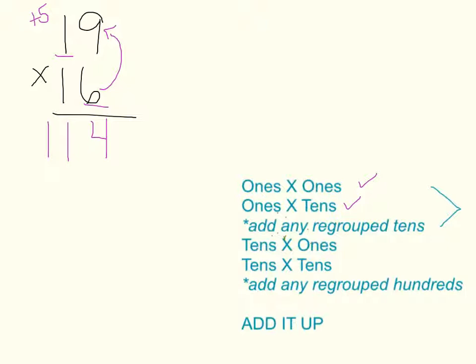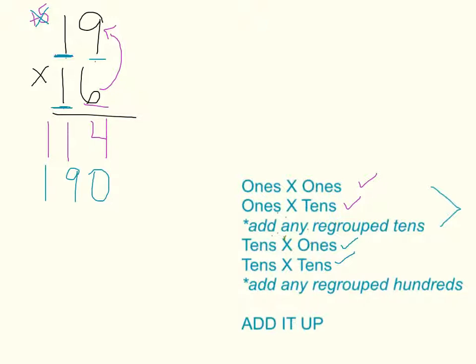And then I'm going to go down to my next step, which is to multiply my tens times my ones. Now remember, boys and girls, my most favorite mistake. This isn't 1 times 9, it's 10 times 9, which is 90. Then I'm going to multiply my tens times my tens. 10 times 10 is 100.